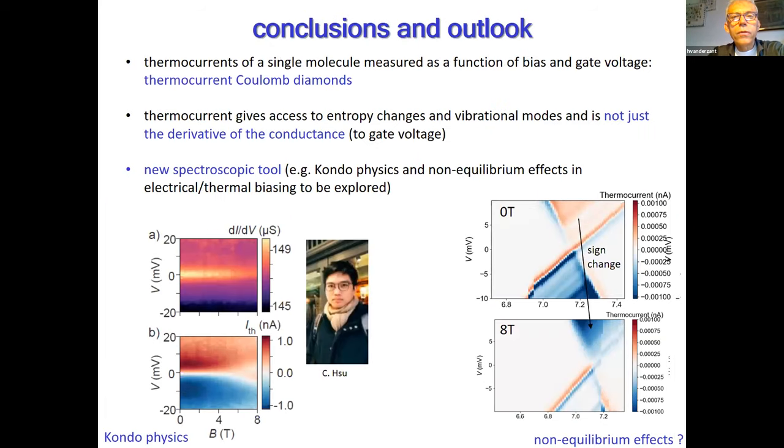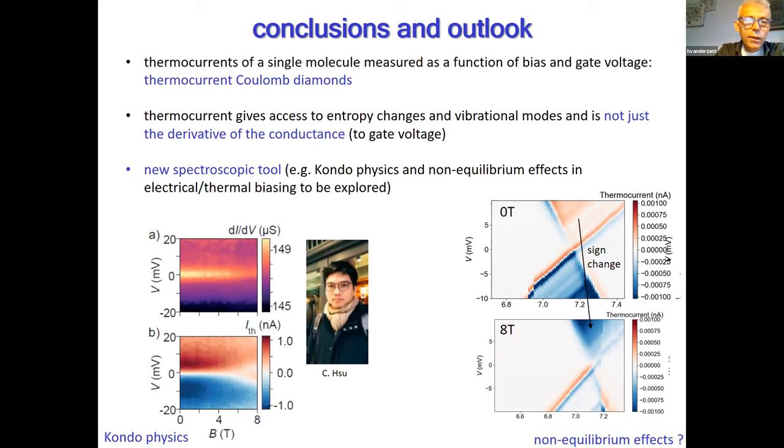Considering the time, I will wrap up now. Conclusions and outlook. We can measure thermal current Coulomb diamonds. It's interesting that the thermal currents give access to the entropy changes and vibrational modes. So we have to keep in mind that it's not just the derivative of the conductance. There may be other information in there. And this is basically the things that we're doing now. We are trying to see whether we can use the thermal current as a new spectroscopic tool, for instance, in Kondo physics. And that is shown on the left-hand side already, where you see the Kondo peak as a function of magnetic field.